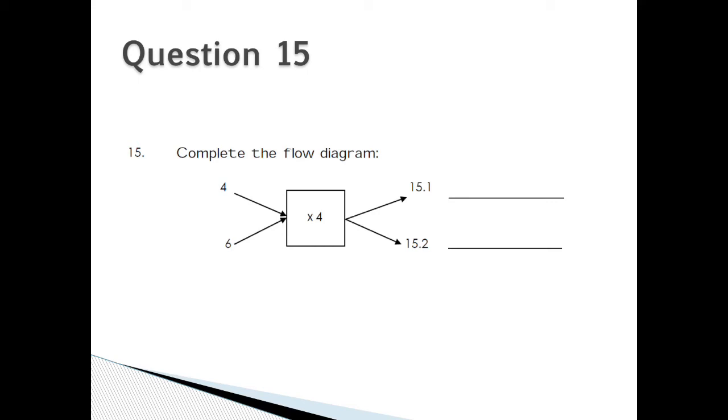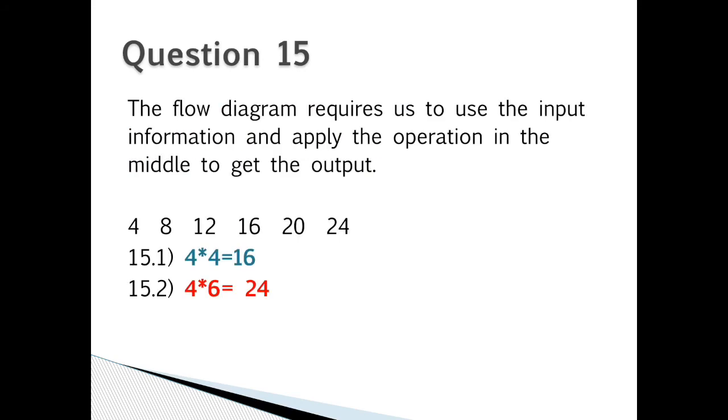4 times 4 is equal to what? 15.1. And 6 times 4 is equal to what? 15.2. A flow diagram requires us to use the input information and apply the operation in the middle to get the output. So 15.1 is 4 times 4, which is 16, and 15.2 is 4 times 6, which is 24.